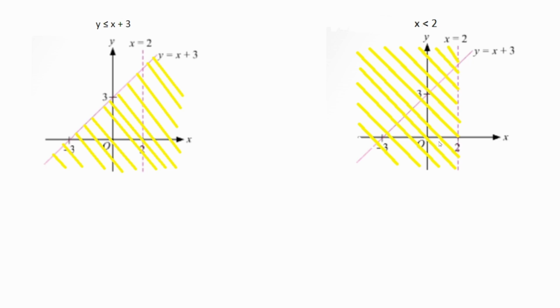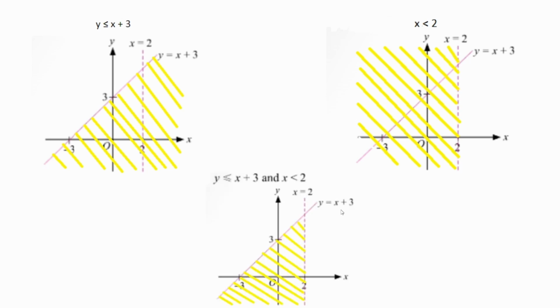So everything to the left is shaded: 1, 0, negative 1, negative 2, negative 3, and so on and so forth. Then we have to combine both of these shaded regions together because the question asks us to determine both inequalities at the same time. So the final result will look like this, where the two shaded regions intersect and you shade the common area, and that is your final answer.